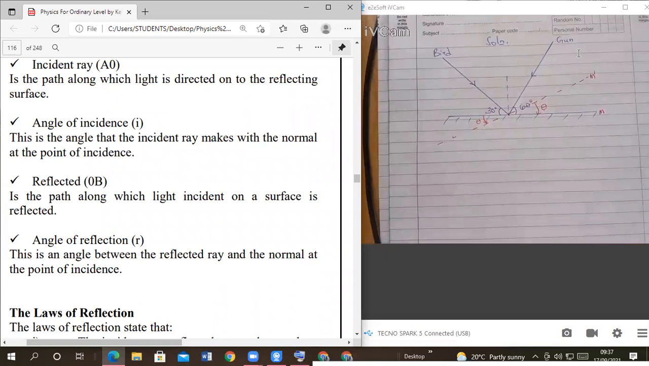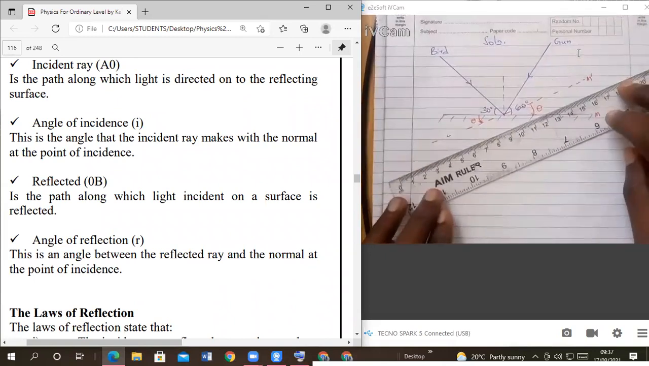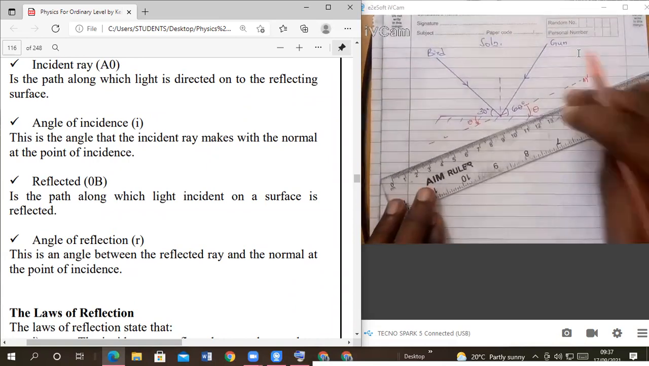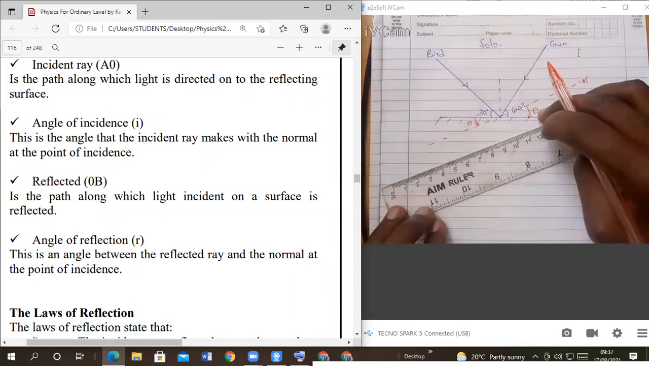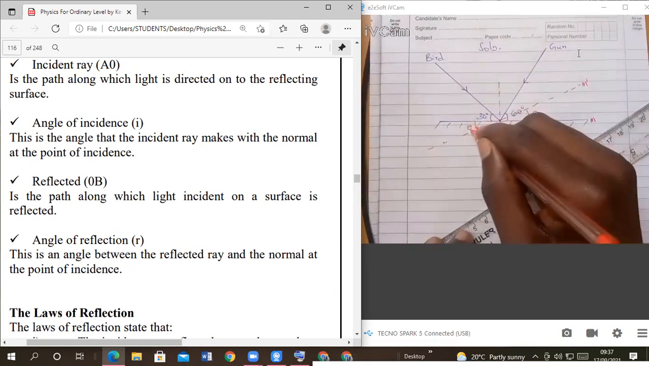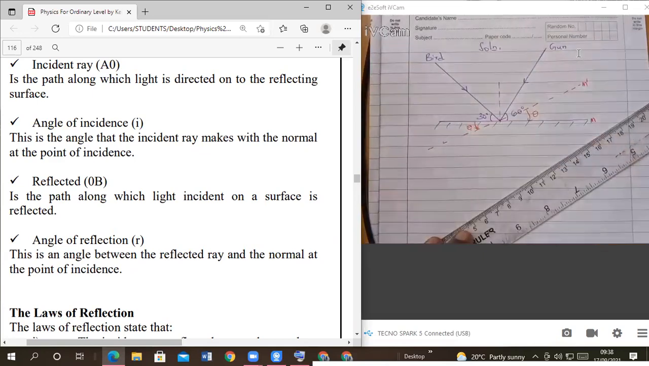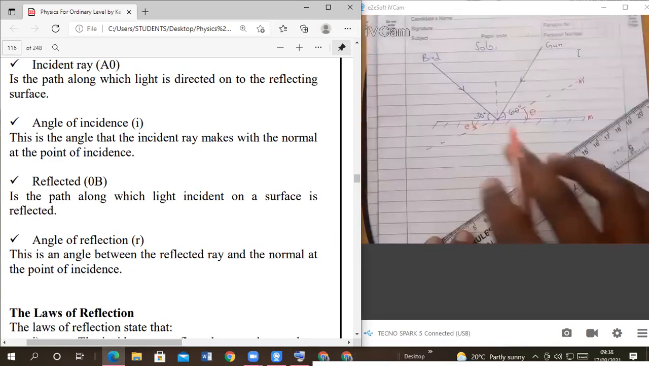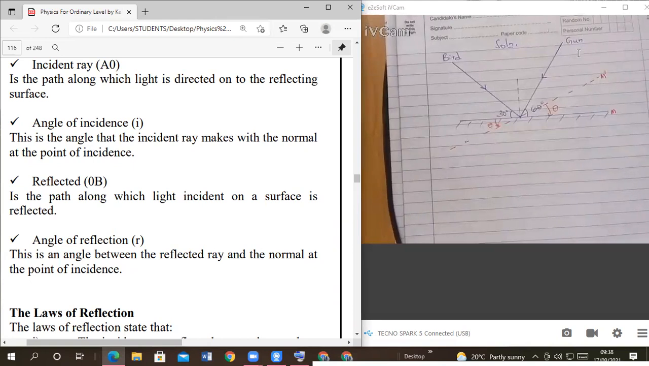Now, members, when I rotate it like this, you can see that the glancing angle has reduced, which means this angle will reduce by theta, while this one will increase by theta. Have you seen it? Yes.